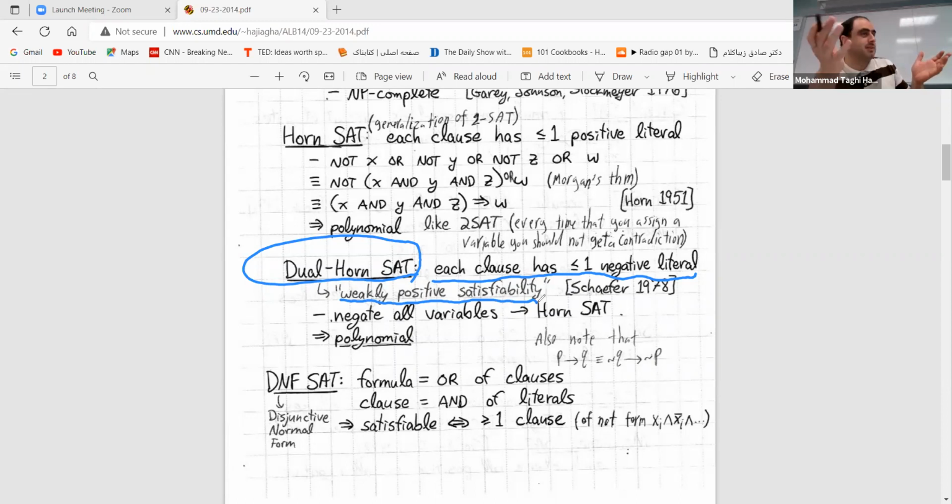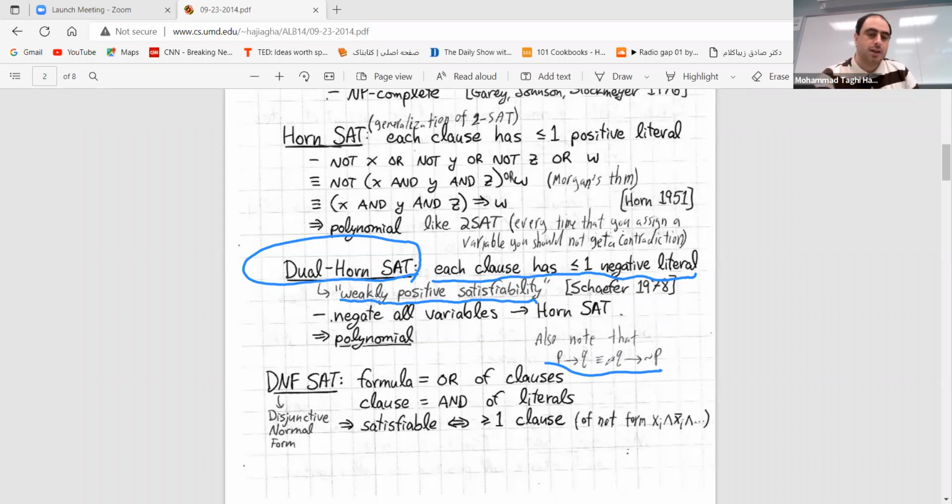Why is this problem the same as the Horn SAT? We can just rename the variables, as I mentioned before, so that X1 goes to Y1 bar, and vice versa. If you do that, then there is no change. This problem and the Horn SAT would be the same. So this problem is also solvable in polynomial time. And if you have P or Q, you can replace it with not of Q implies P, and not of P implies Q.